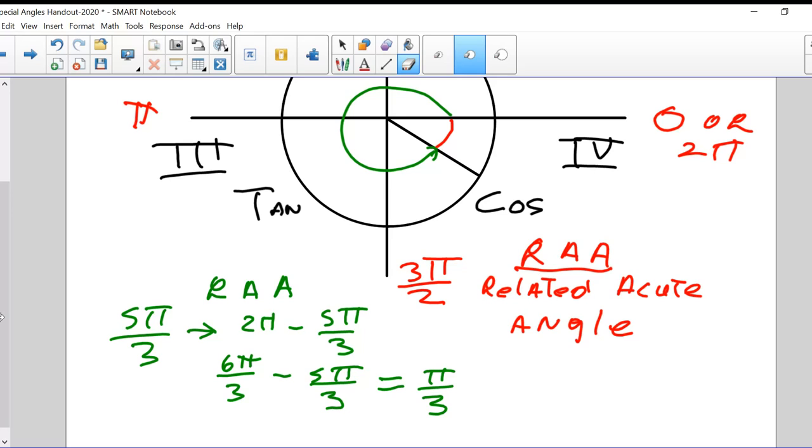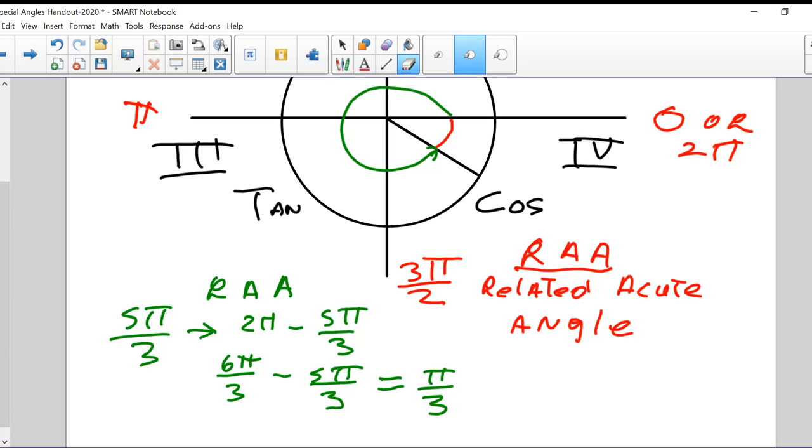Pi over 3. Okay. So Quinn's question was, how do I get the pi over 3 by subtracting 5 pi over 3 from 2 pi? Change 2 pi into 6 pi over 3, that is. Right? Would you agree that 6 pi over 3 is the same thing as 2 pi? Let me start with that, Quinn.